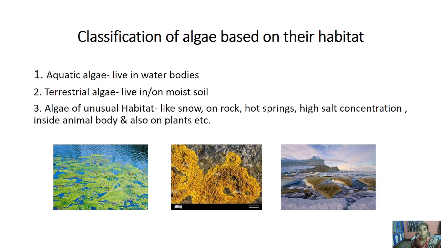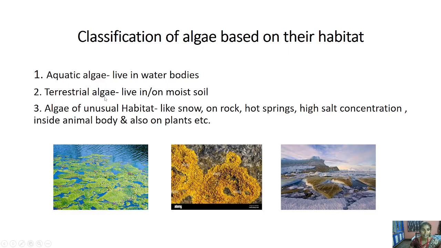As we all know, habitat is a place where the organism exists or occurs. So, based on their habitat, algae are generally classified into three types: aquatic algae, terrestrial algae, and algae of unusual habitats. The aquatic algae are the group of algae which prefer to live in water bodies. Either they may be freshwater or marine water. So, the algae which live in water bodies are referred to as aquatic algae.